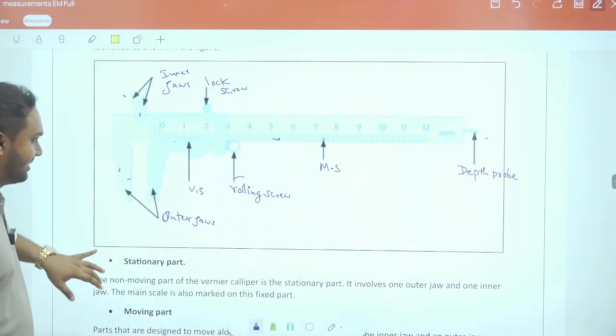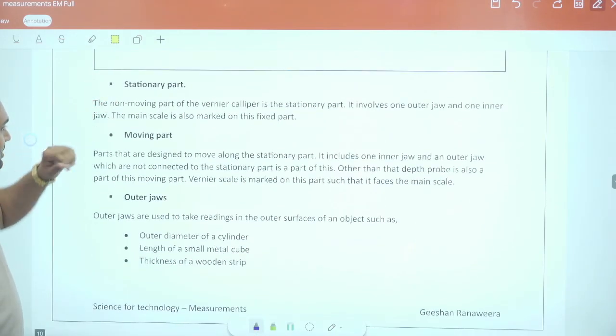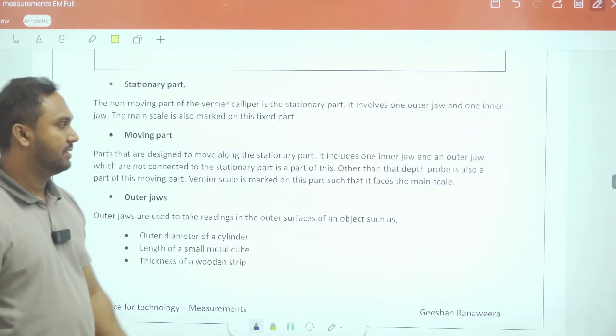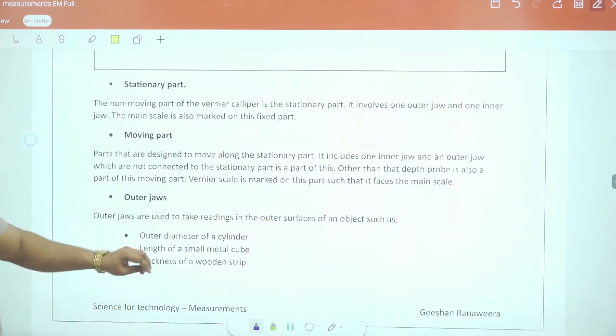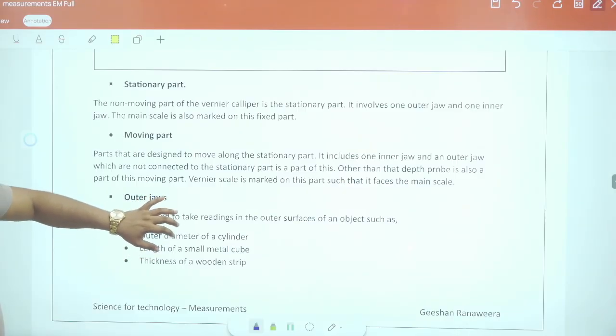Depth probe is there, right? So the moving parts are designed to move along the stationary part. They include one inner jaw and one outer jaw, which are not connected to the stationary part. Other than that, the depth probe is also a part of this moving part. Vernier scale is marked on this part such that it faces the main scale.